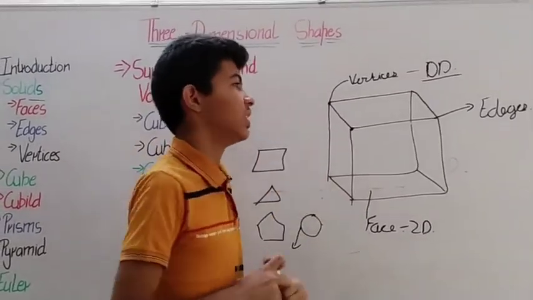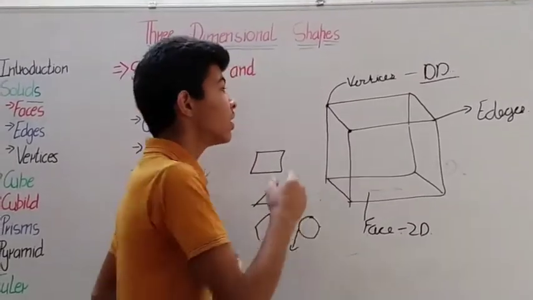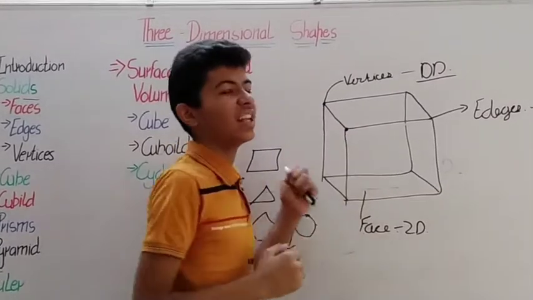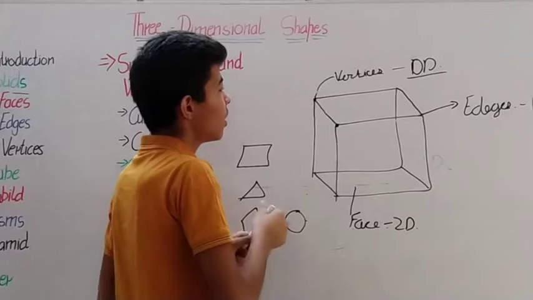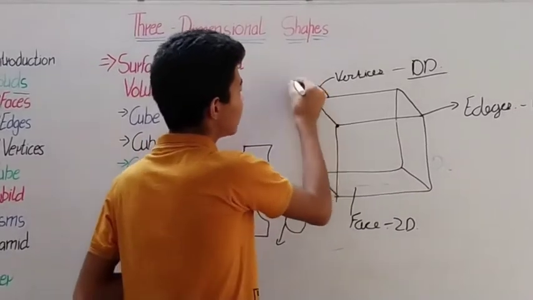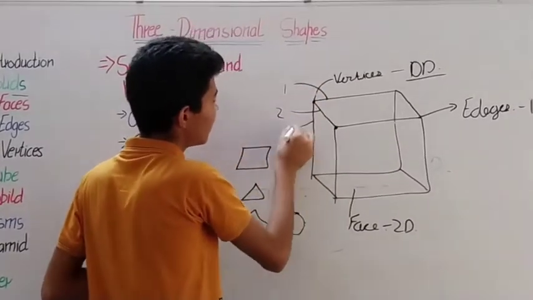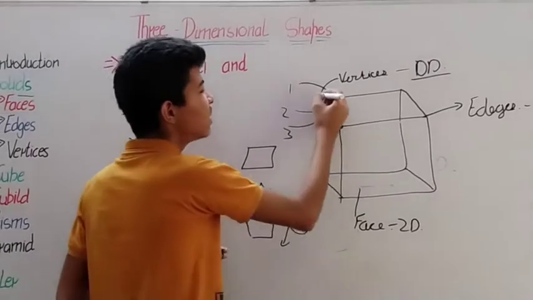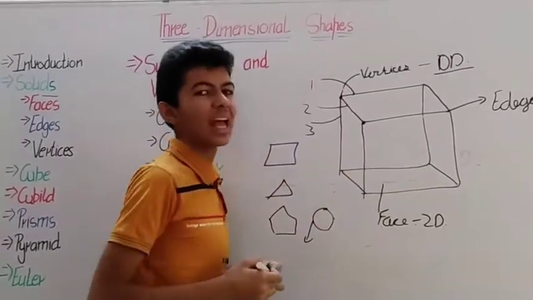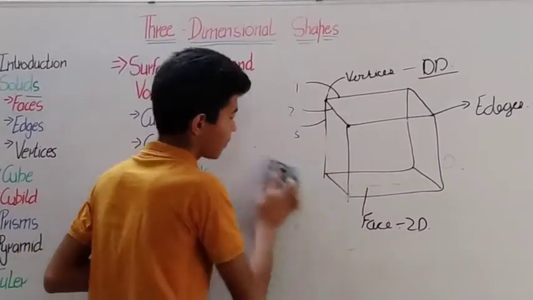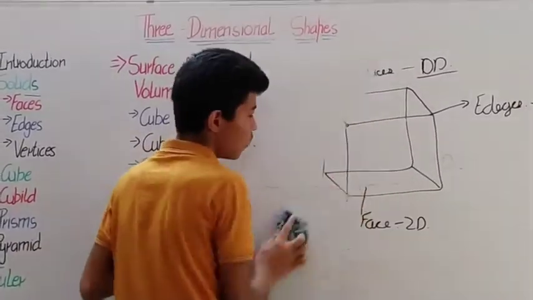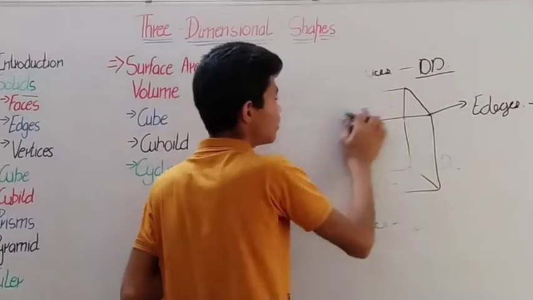And what is the vertex? The vertex is where two or more edges meet. So at this point, you can see three edges meet, which is one this, two this, and three this. Three edges are meeting at this point. So this point is known as the vertex. So now we have understood what the components of solid shapes are.